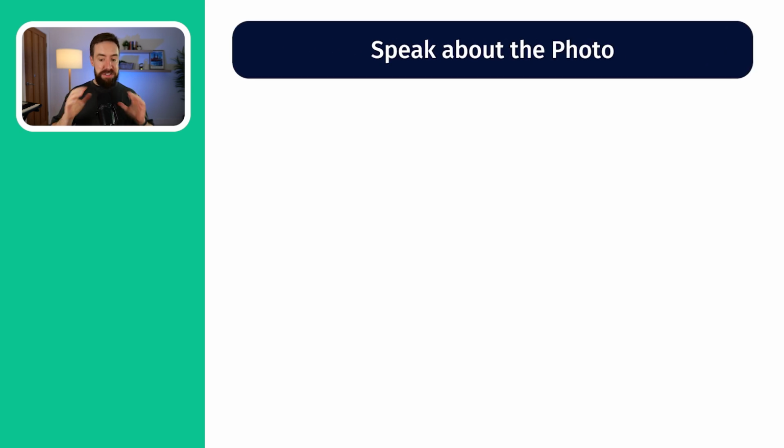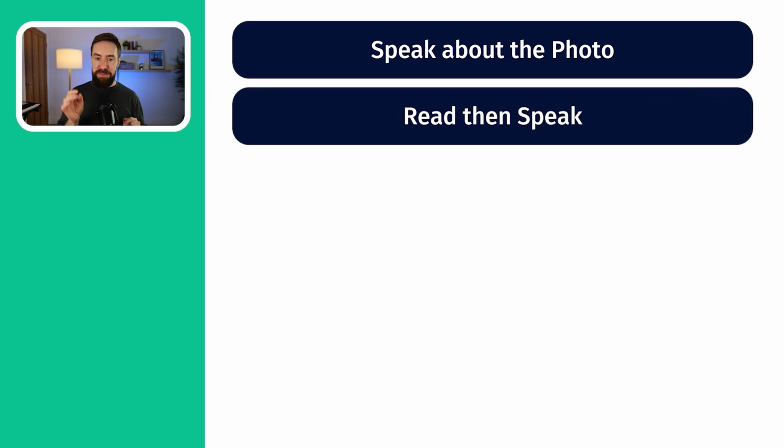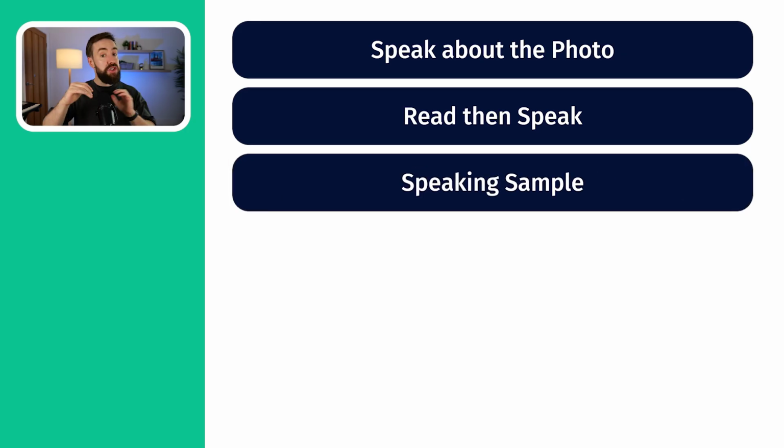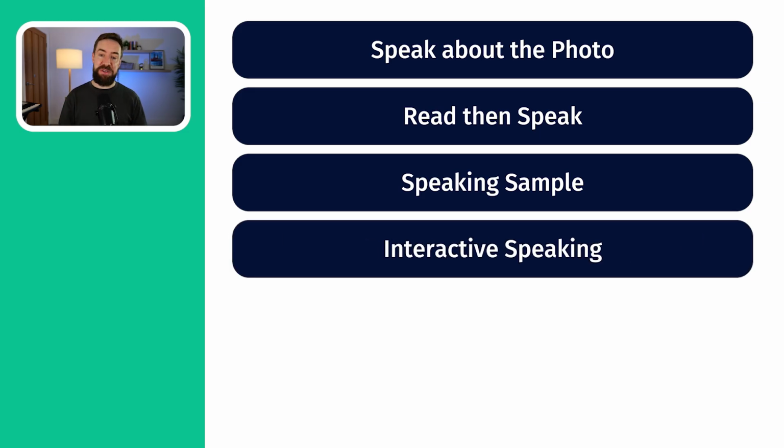The first one is speak about the photo. So you see a photo, you have 20 seconds to think about it, and you speak for 90 seconds. We also have read, then speak, where you get a question, you can read it. Again, 20 seconds to prepare, 90 seconds to speak. You have your speaking sample, that's towards the end, that's a very big question. You have 30 seconds to plan, and then 3 minutes to speak. And as I'm recording this, a new question type is coming out, that is the interactive speaking.